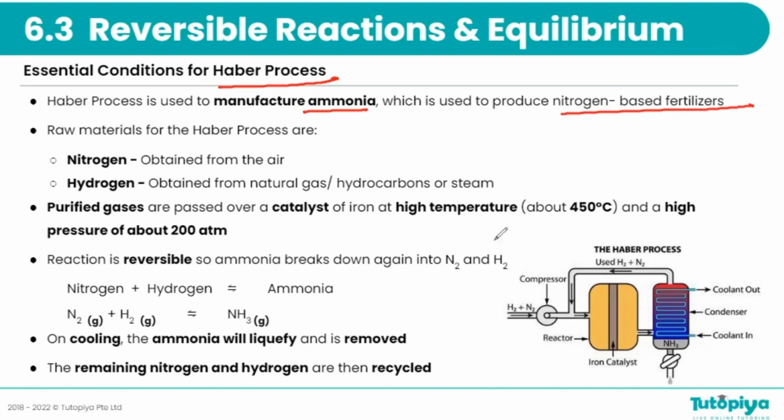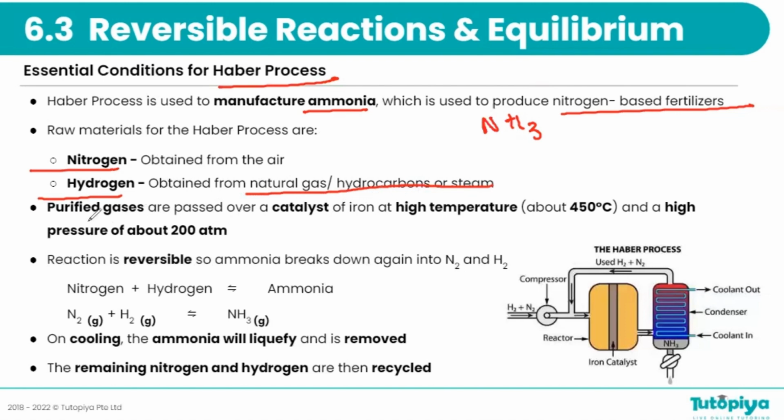Now, for both the Haber process and contact process, you have to know the product, the reactants, the reaction conditions, and the uses of the product. First, let's look at the reactants, the raw material for the process. Ammonia is just NH3. So, obviously, the raw material has to be nitrogen and hydrogen. Nitrogen is readily available in air. 78% of the atmosphere is made out of nitrogen. So, nitrogen is taken out from the air. Hydrogen is obtained from natural gases and or hydrocarbons or steam.